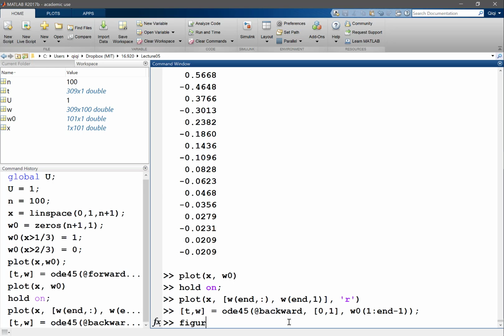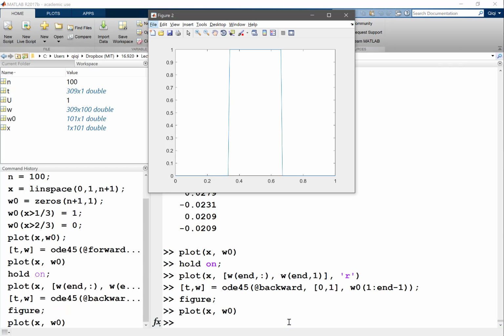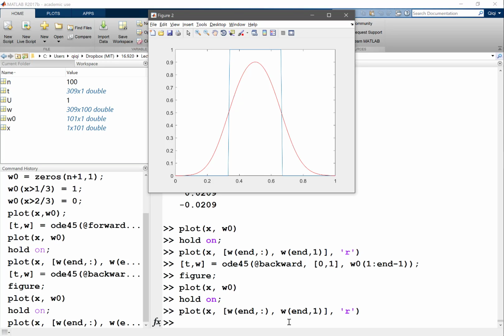And now let's make another figure, and let's plot our initial condition again. So that's our initial condition. Hold on, and plot the final solution in red. Okay, so here red is the solution after advecting over one period. So what do you see in the solution? Yes, some kind of diffusion, right? So it's not really solving the equation exactly, but after one period, it seems to have diffused, getting smoother a little bit.